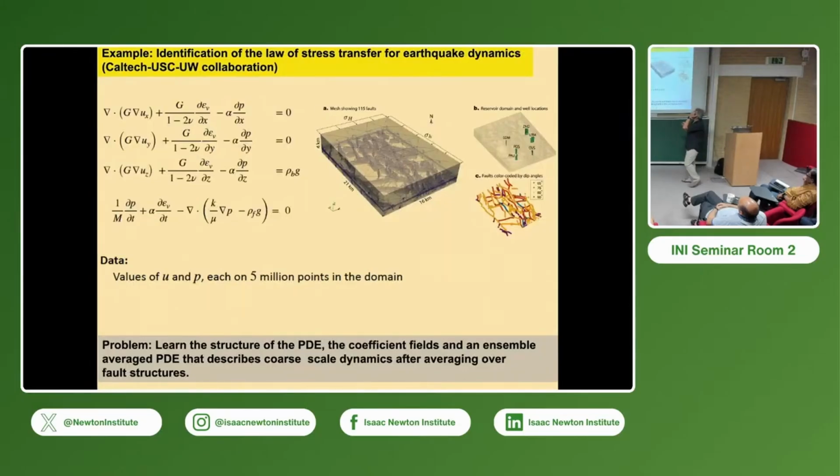Another ongoing collaboration with USC and University of Washington is the identification of the law of stress transfer for earthquake dynamics. The problem is to learn the structure of the PD, which we believe to look something like this, the coefficient fields, and mostly the people here are interested in an ensemble average PD that describes the coarse scale dynamics after averaging over fault structures. So here the idea is that there is a PD at fine scale, but what they are really interested in is some kind of homogenized PD for earthquake dynamics. They don't know if this homogenized PD exists, but you could try to learn it using the kind of techniques that I just discussed.